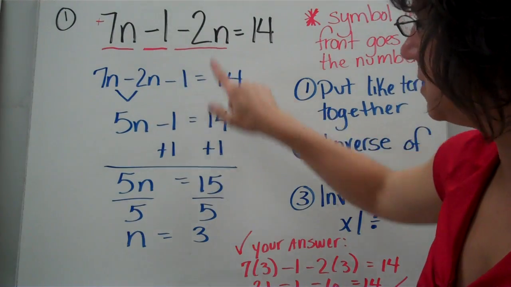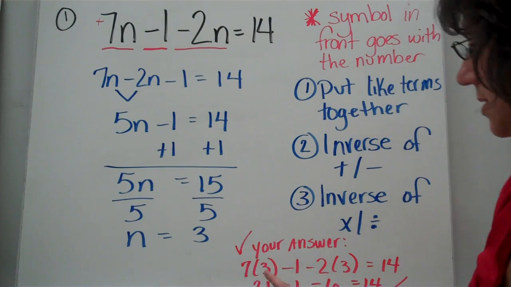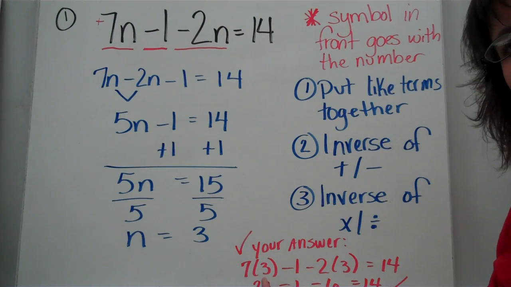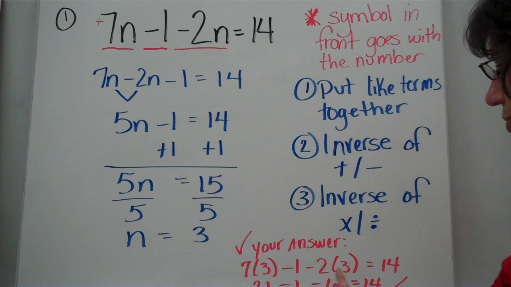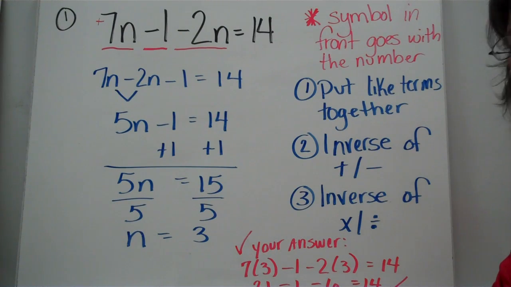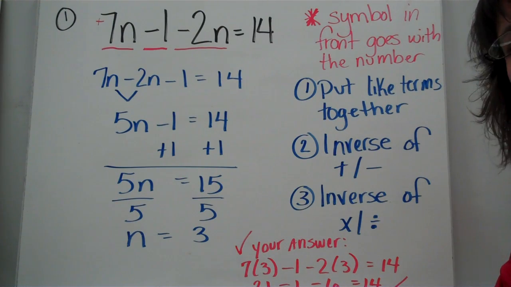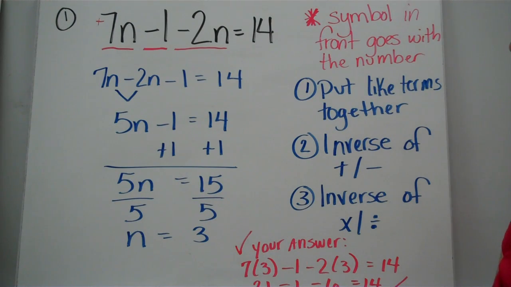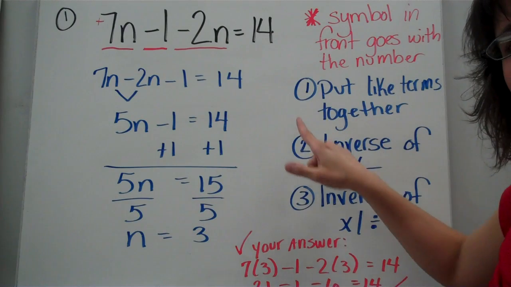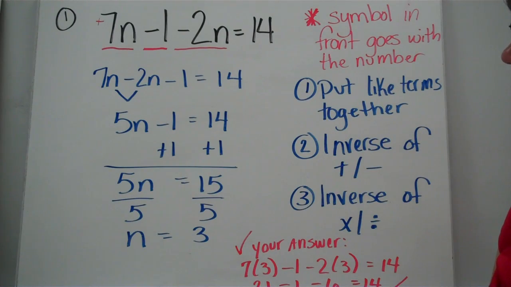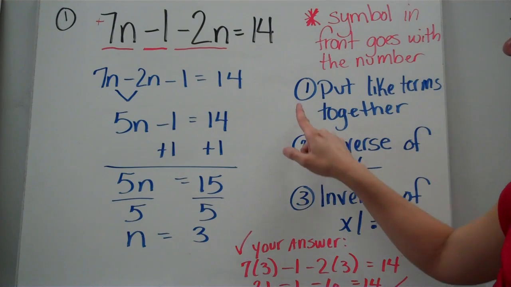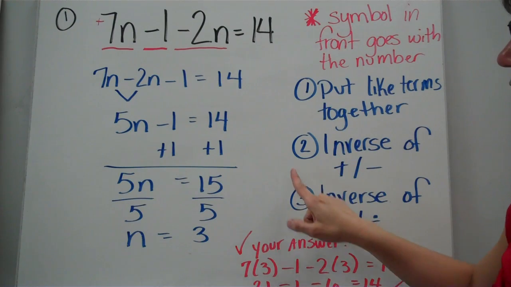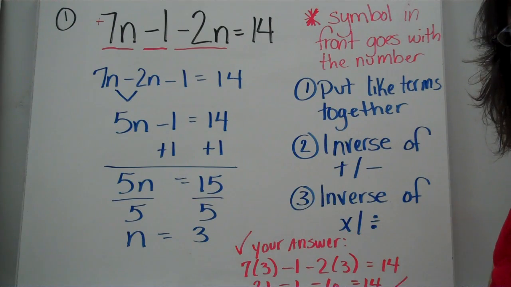If I take out all these n's and put in 3's in those spots, I get 7 times 3, which of course is 21, and 2 times 3, which is 6, and now I can just subtract. 21 minus 1 is 20, and 20 minus 6 is indeed 14, so that works out great. Make sure you have the steps written down. Again, the first thing you're going to do is put together your like terms, and then you're going to solve the two-step equation from there.